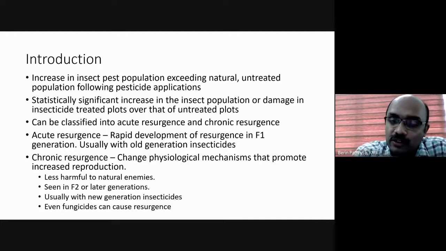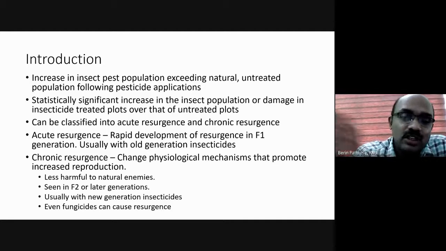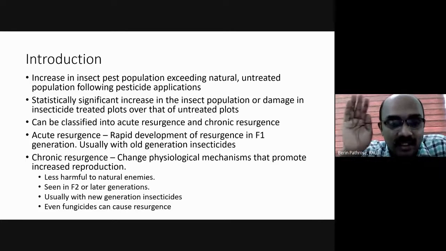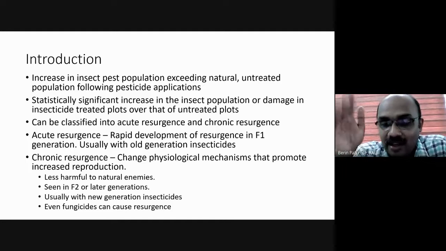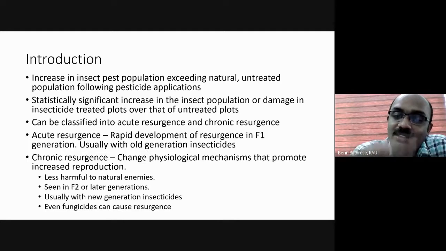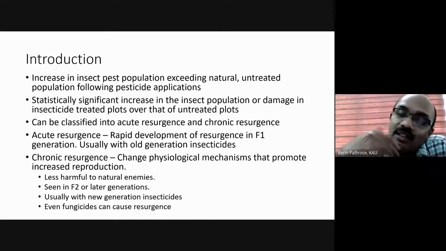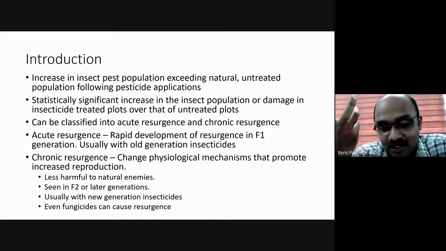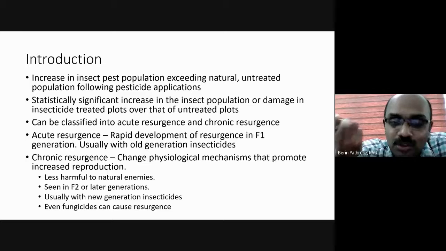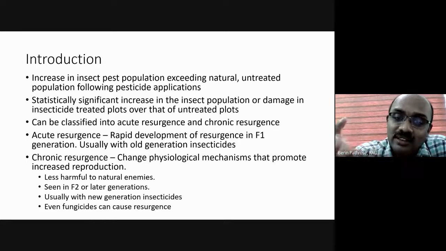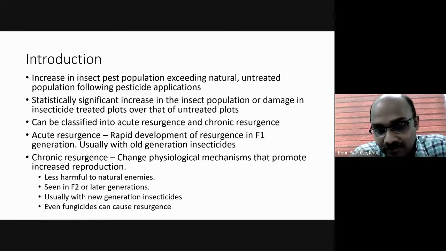Because once you go for these broad spectrum synthetic pyrethroids, all the natural enemies will get killed. And because of the absence of natural enemies, the F1 generation, without any hindrance from natural enemy, multiplies very quickly. So that is acute resurgence that occurs within the next generation.